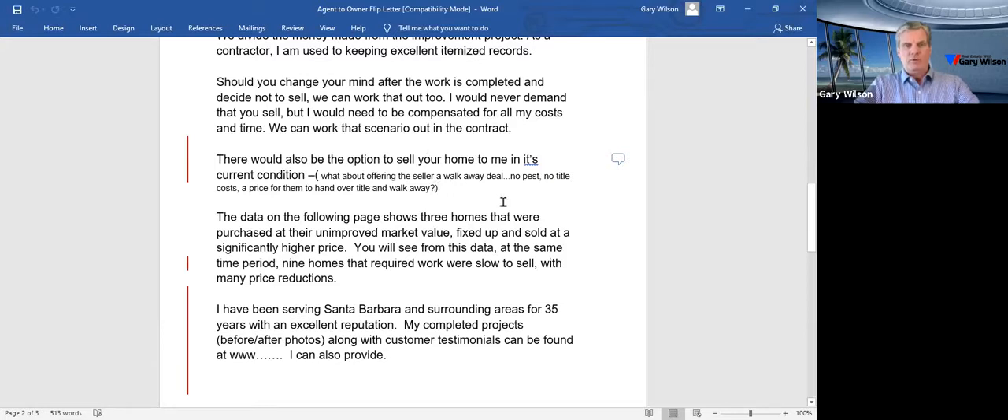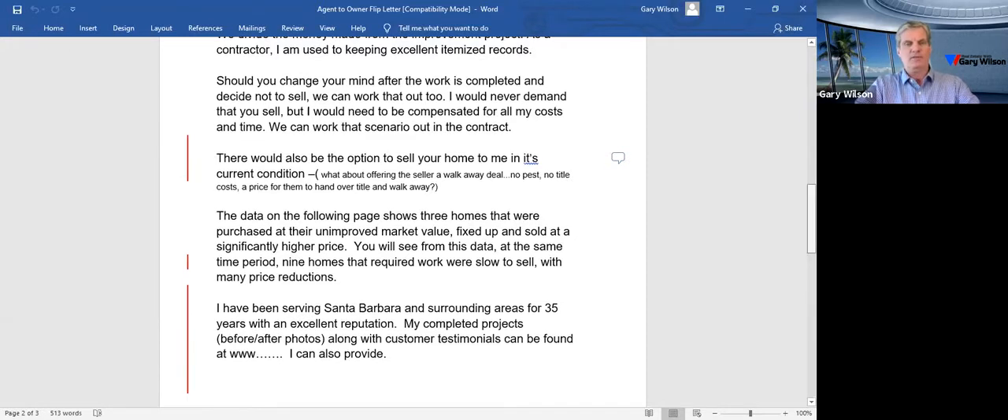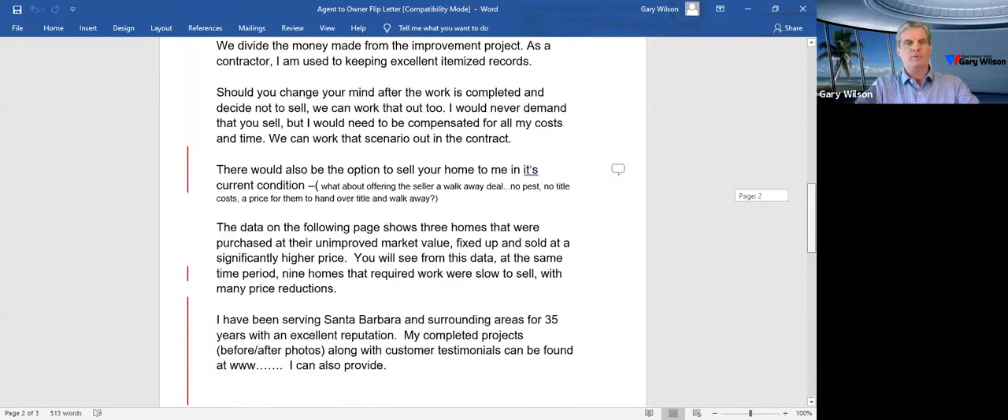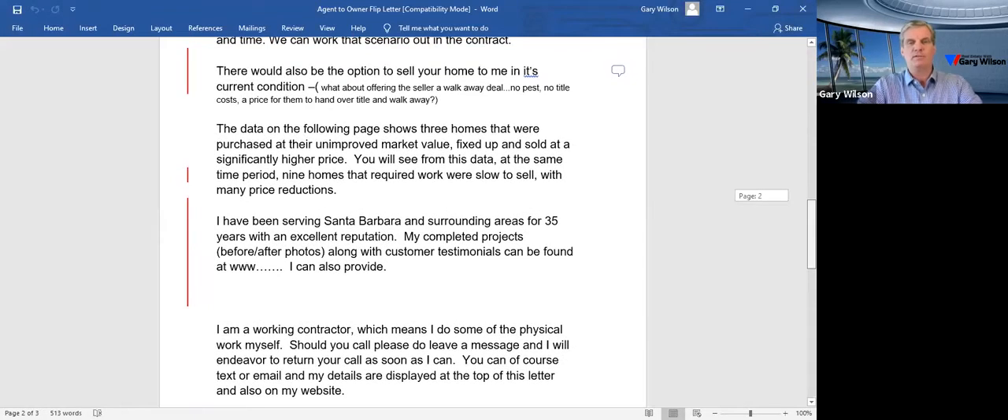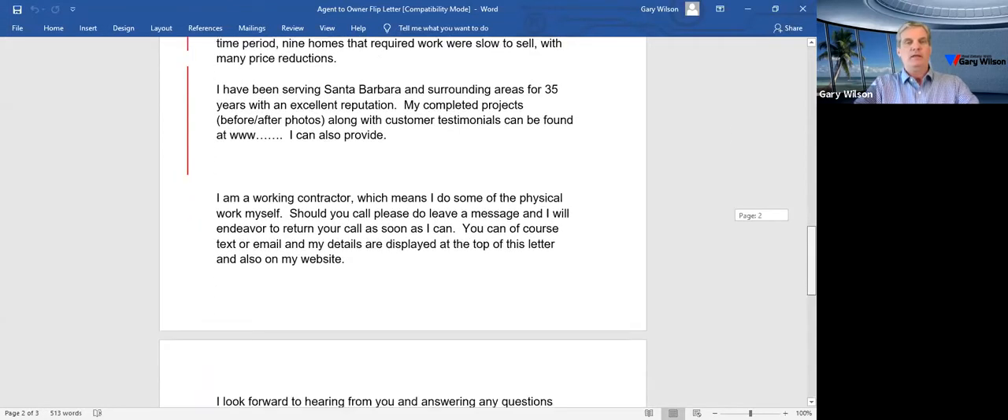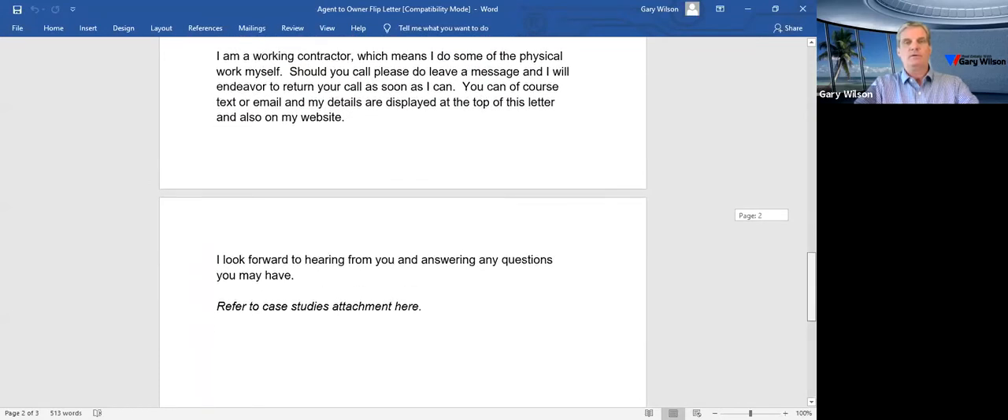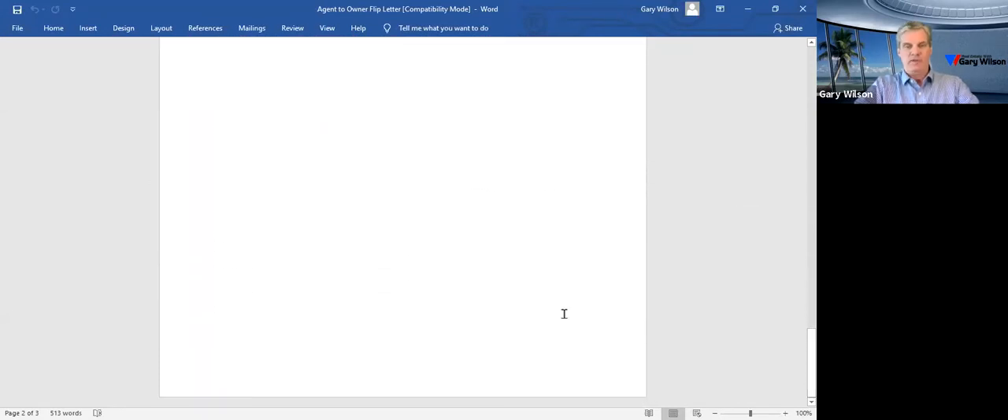I wonder if I grab the, this looks like an older version, guys. I have another version. I've just got to figure out where I put it. In any case, this will do for tonight. I'll make sure I get the updated version. In any case, the following page shows examples of properties, again, giving them some case studies. Oh, by the way, there will also be an option to sell your home to me in its current condition. So you always give them that option like we talked about. That's pretty much it for that letter.